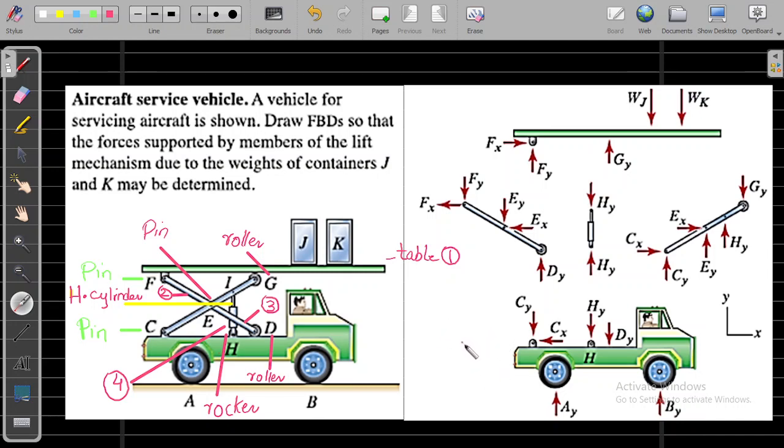Okay, so I hope you understand this topic of how to draw the FBD diagrams of various machine mechanisms, which will be very helpful for you when you are solving this chapter, which comes under the domain of equilibrium of a rigid body.